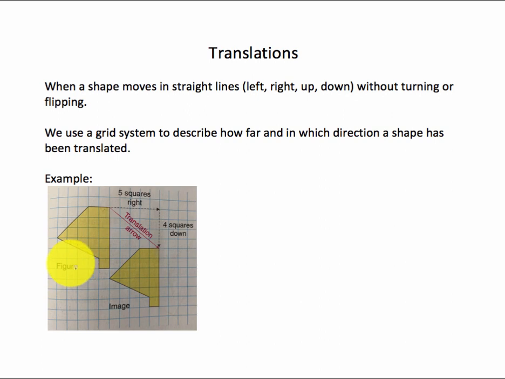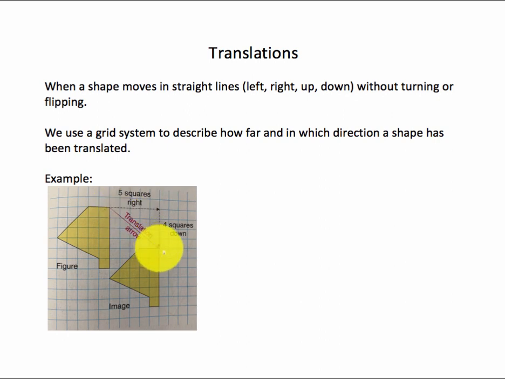So the figure, again, is where it starts. So this here's the figure. So we're starting with this polygon here, this shape, and it says it ends up over here. This is the image. Okay, so if it's going to translate from here to here, you have to count the squares. And what you do is you pick one corner. It could be any one of these vertices.